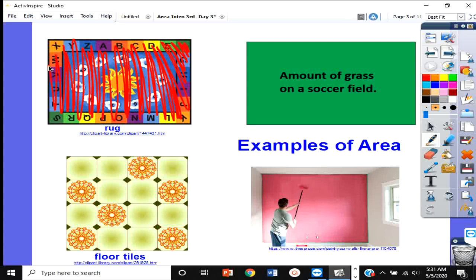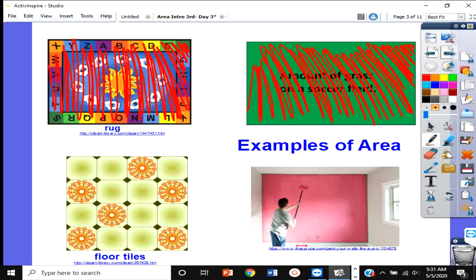Another example would be the amount of grass on a soccer field. If someone is building a soccer field, they need to fill the inside of that soccer field with grass. And in order to do that, they need to know how much space is inside that soccer field so that they can fill that entire soccer field with grass.